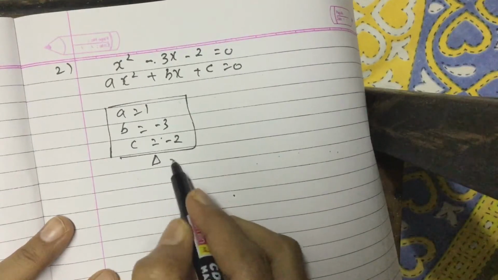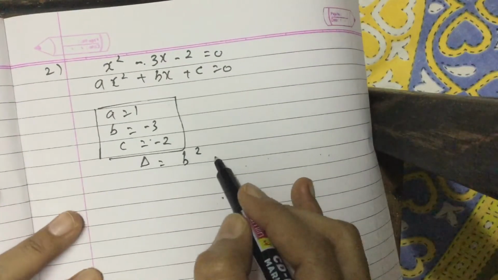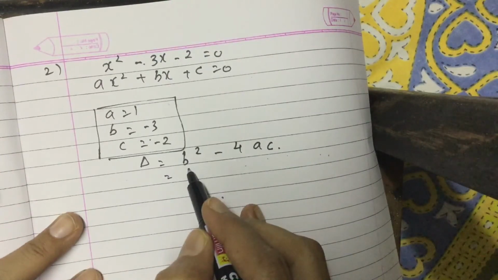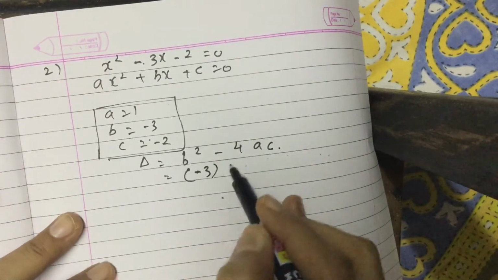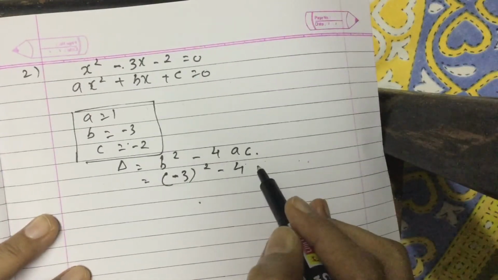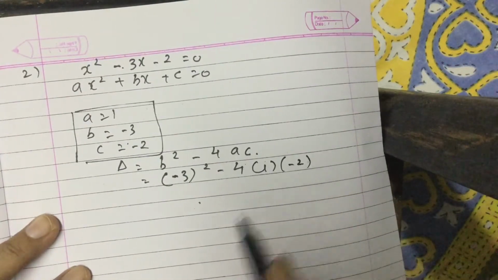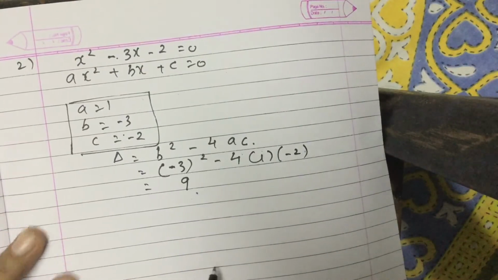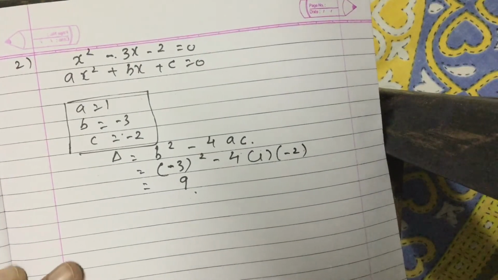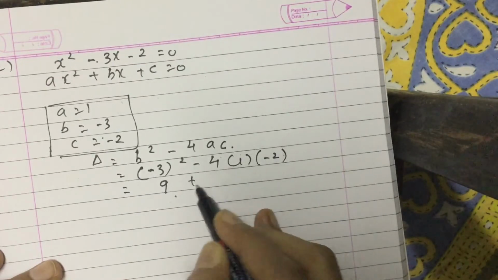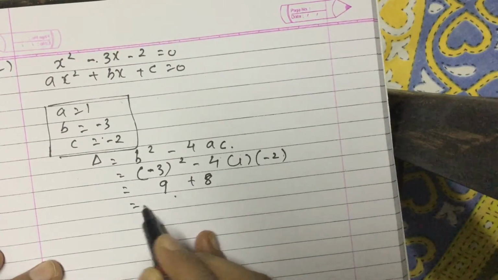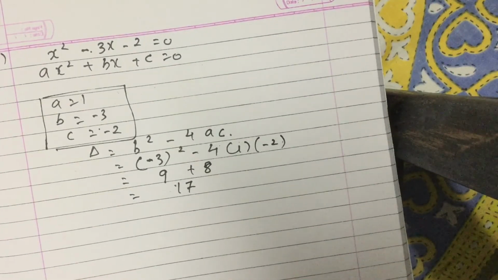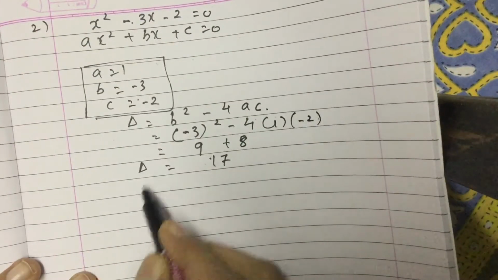Now I find the value of delta is equal to b square minus 4ac. What is the value of b? b is minus 3 square minus 4a value it's 1 and c value it's minus 2. Minus 3 square it's 9, minus 3 into minus 3 that becomes a plus, minus minus plus, 4 2s are 8, and it will be 8 plus 9, it's 17. So delta value we get here 17.